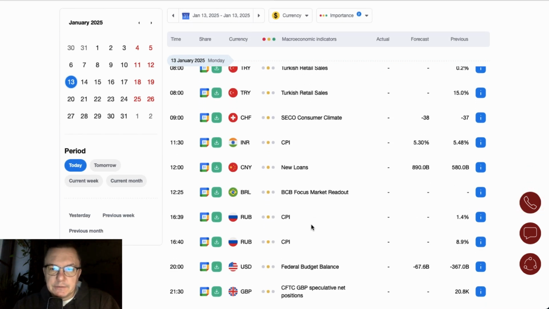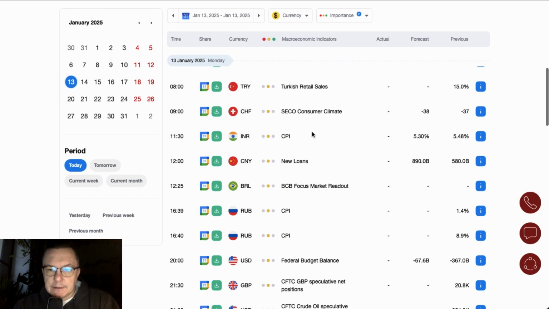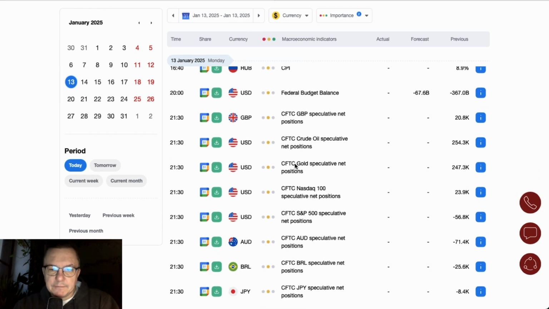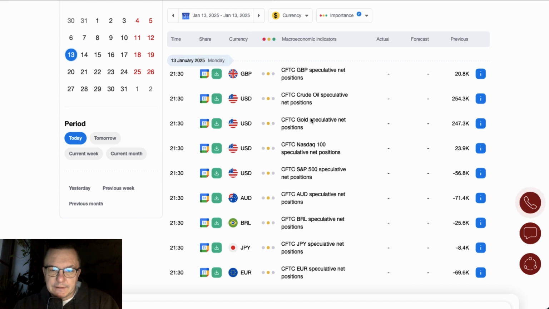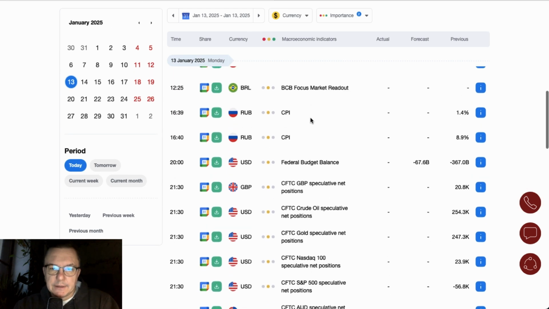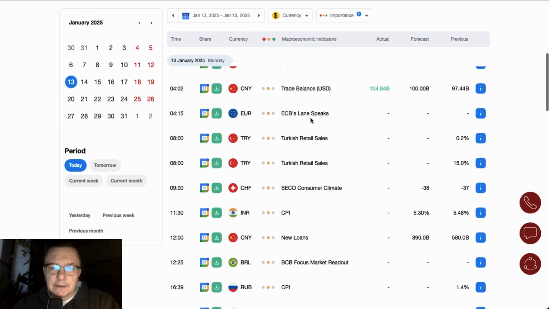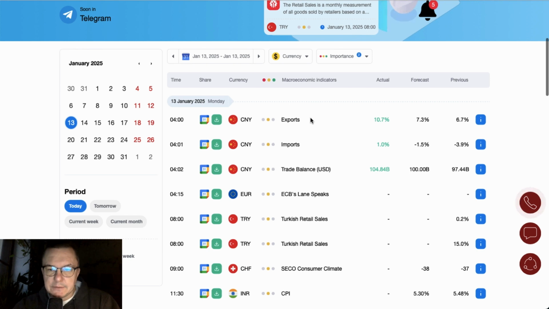During the London session, we got the consumer climate data from Switzerland, then another bunch of data from the Chinese Republic, new loans. This data is scheduled for release at noon. And that's about the very important data releases for today. As you can see, eventually there are some CPI data from the Russian Federation. However, there's nothing left in the calendar here today for the Monday 13th.